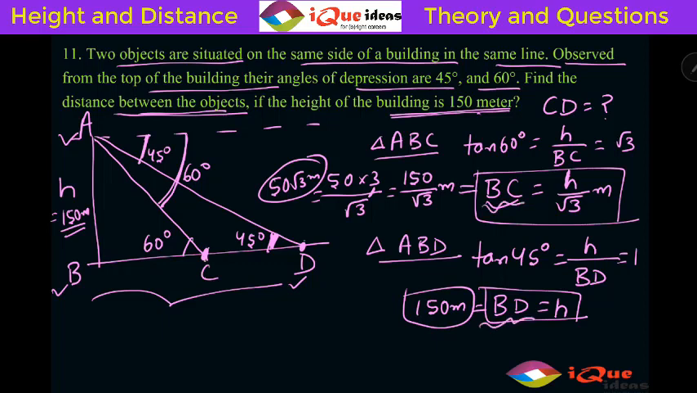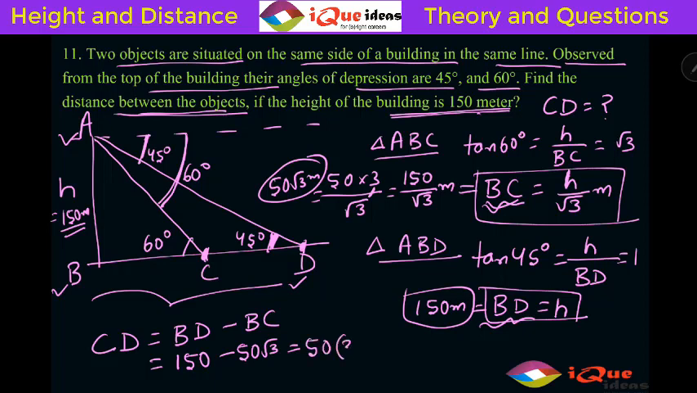What is the question? CD? Look at this closely. The CD is actually equal to BD minus BC. All right. Now BD is 150 meters. Okay. BC is 50 root 3 meters. So if you take 50 common, it will give us 3 minus root 3. You can subtract. Root 3 is 1.732. So it is 50 into 3 minus 1.732, which is 50 into 1.268.